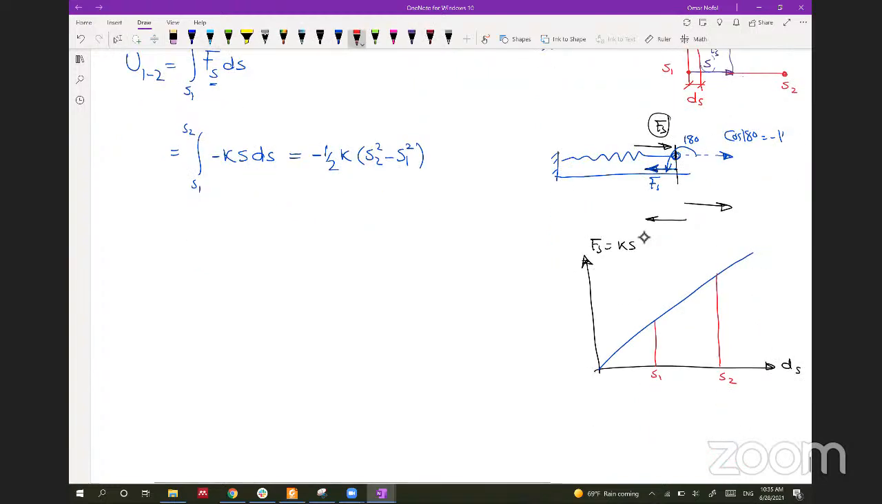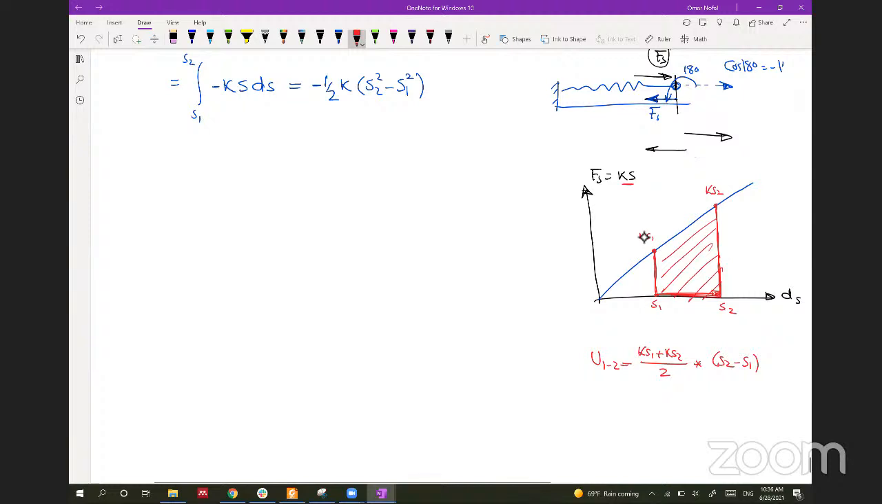So if you take this area and put a negative sign in front of it, it will be the work exerted by the spring. And you can actually calculate this area. U from 1 to 2 will be equal to: this value is KS1, because this is the function, and this is KS2, and these are the heights. So if we get the average height, which is (KS1 plus KS2) over 2, multiplied by this, which is S2 minus S1.